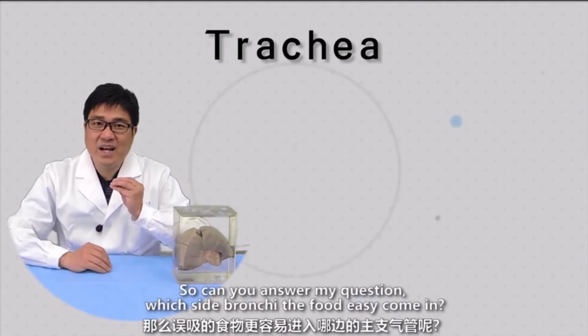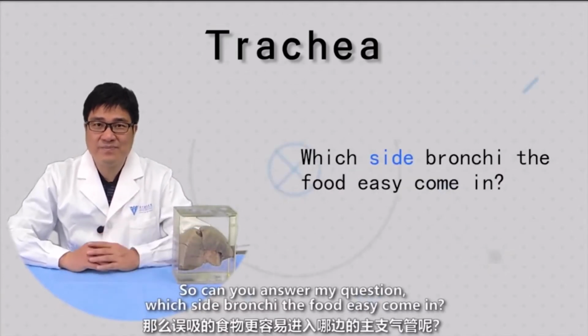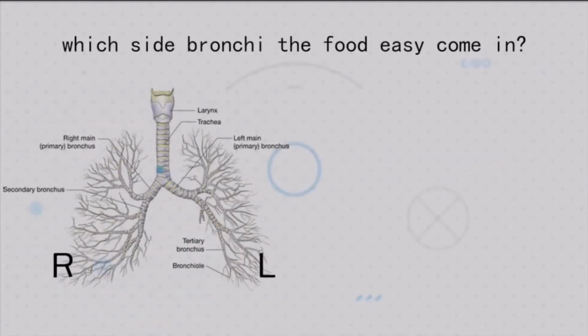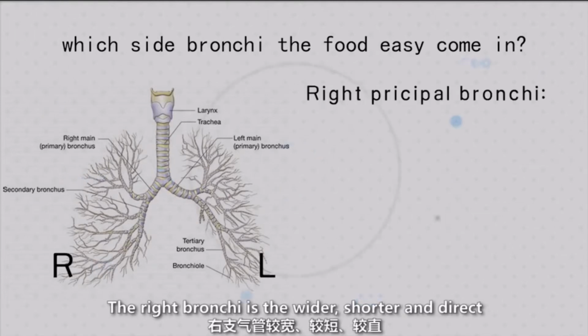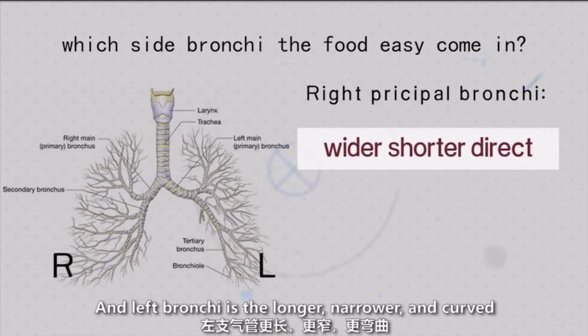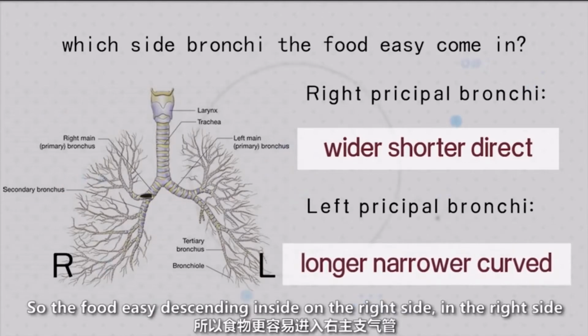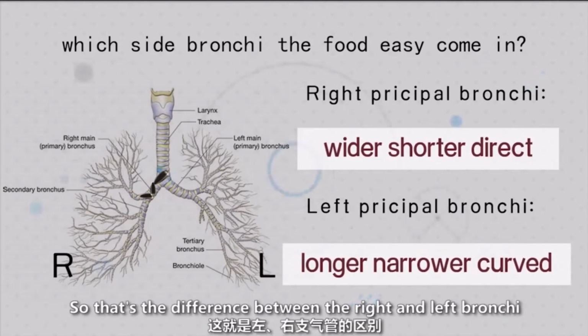Can you answer my question? Which side's bronchus does food enter more easily? The right bronchus is wider, shorter, and more direct. The left bronchus is longer, narrower, and more curved. So food descends more easily on the right side. That is the difference between the right and left bronchi.